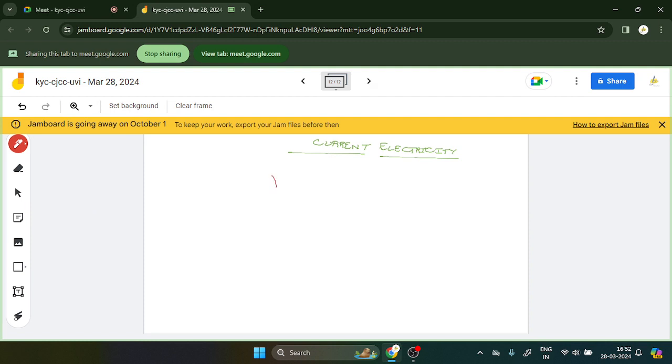For example, suppose this is a conductor. Always remember that the current is going to flow inside a conductor or a semiconductor, not an insulator. Now suppose we have this wire, and this wire is connected to a battery. I will tell you the concept of potential difference as well, don't worry. Just for now imagine that this is connected to a battery. This is a conductor, this is a battery.